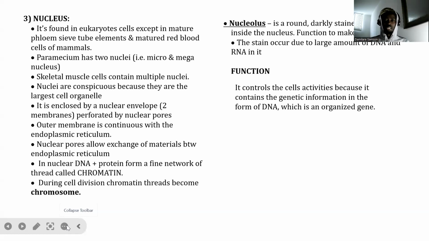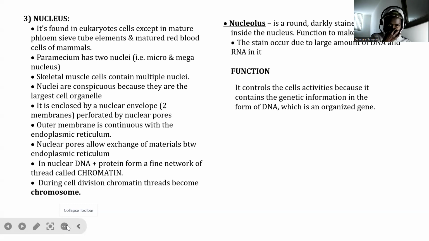Now, paramecium has two nuclei. From unicellular organisms, I think you would have come across that: the micronucleus and the macronucleus. The skeletal muscle contains multiple nuclei. The nuclei are conspicuous because they are the largest cell organelles. That's the nuclei, I'm talking about plural now. They are conspicuous because they are the largest cell organelles.